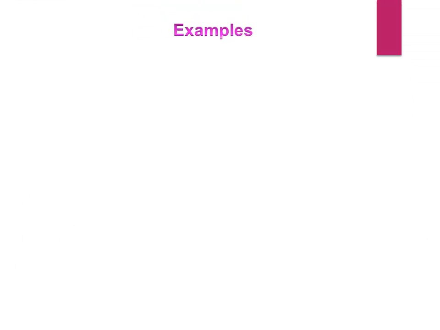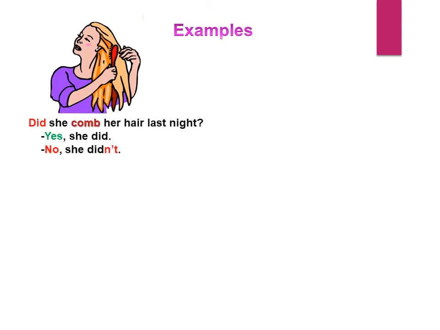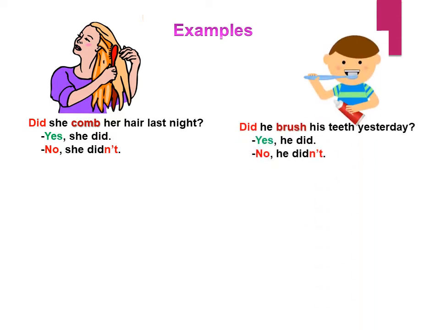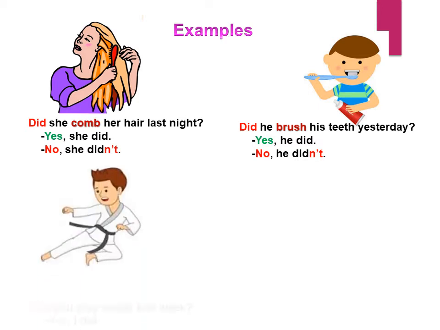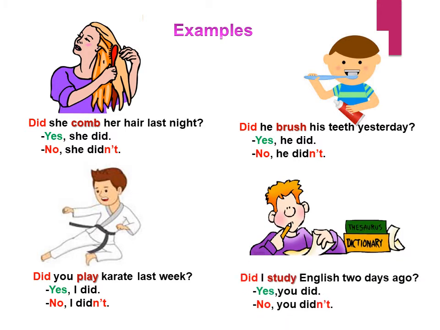Examples: did she comb her hair last night? Yes, she did, or no, she didn't. Did he brush his teeth yesterday? Yes, he did, or no, he didn't. Did you play karate last week? Yes, I did. No, I didn't. Did I study English 2 days ago? Yes, you did. No, you didn't.